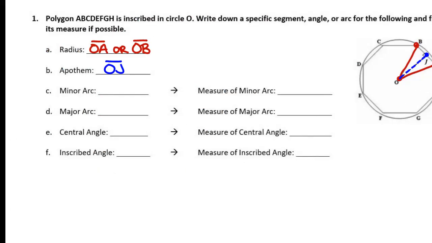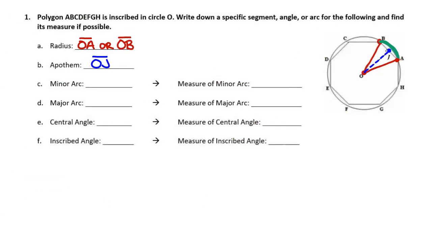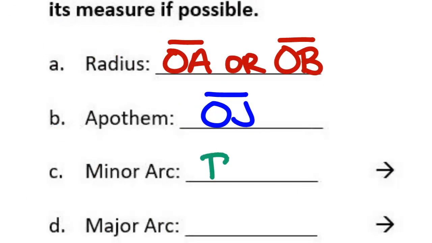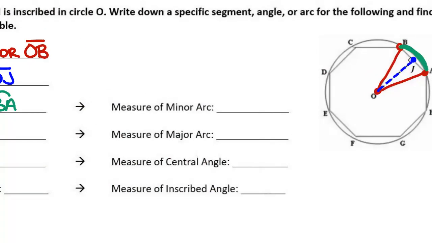Minor arc. A minor arc is any arc that is less than 180 degrees, but I want to look specifically at a minor arc that is in between 2 adjacent vertices. So like this one right here, arc BA. I want to look at that one because I want to know how big it is.